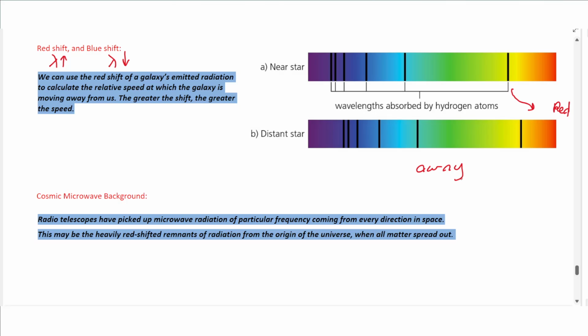Another thing about redshift is something called cosmic microwave background. What is cosmic microwave background? That is background that is received at the Earth from all directions in the universe. So this microwave background must have been emitted a long time ago, since the distances in space are very large. So this goes back to the time of the beginning of the universe.